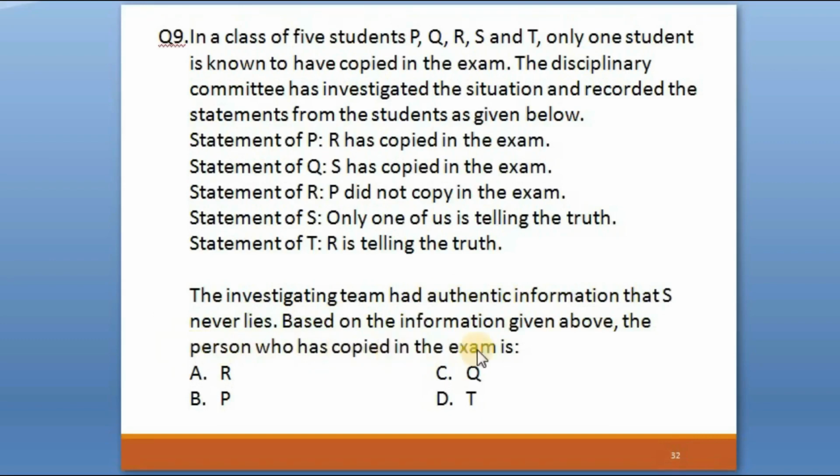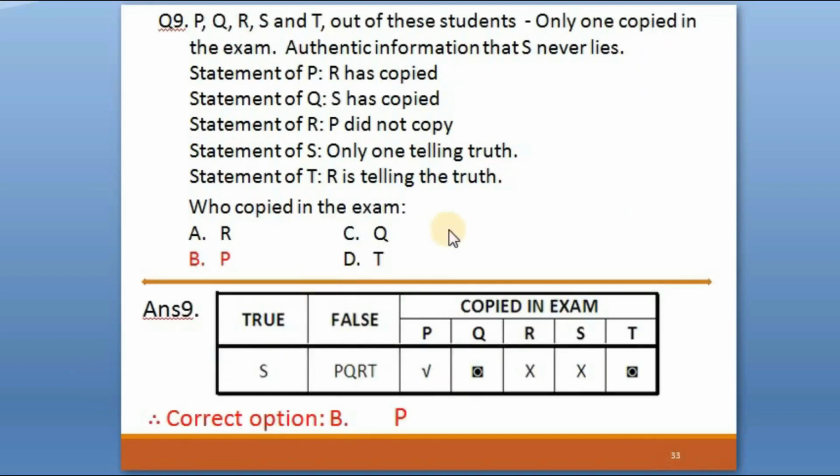Now, such questions can be easily solved by using the tabular method, right? So we have to analyze the given statements as per this table, right? What we have to fill in the table is to test the statement of each one, and depending on the given conditions, some can be true, some can be false, right? And according to that, we have to find out the person who has copied in the exam.